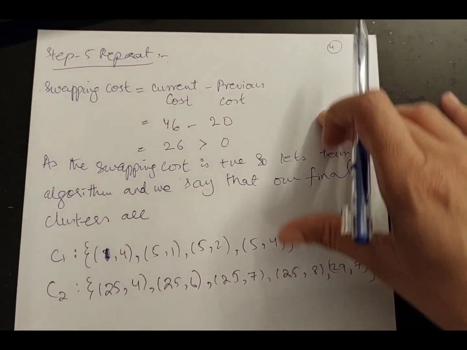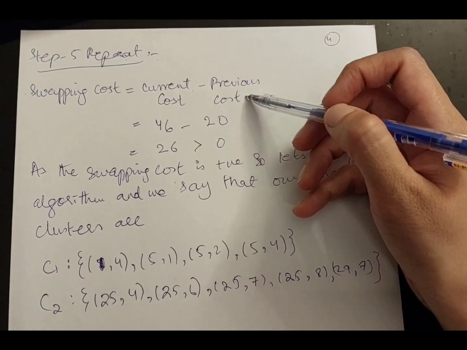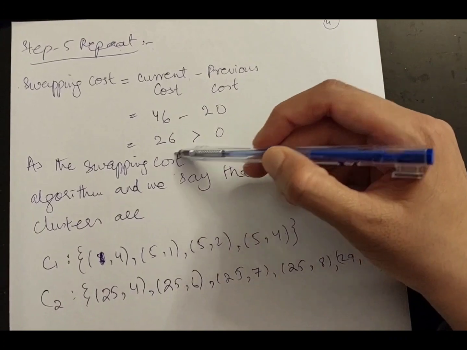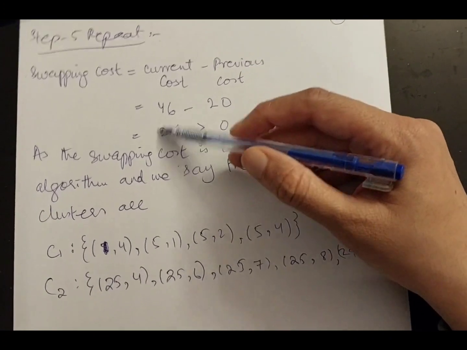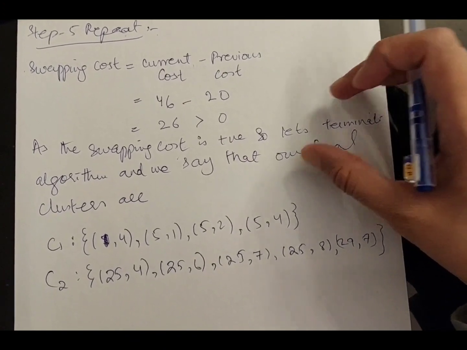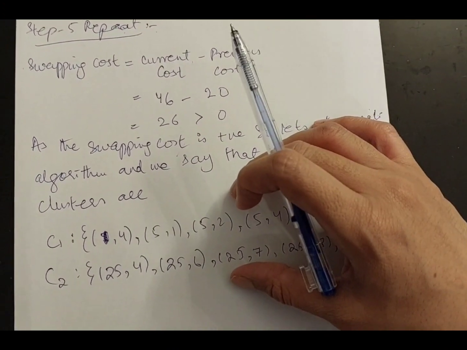So now again I find out the swapping cost. The current cost minus previous cost is 46 minus 20, which is 26, and it is larger than 0. So we previously said that if the swapping cost becomes positive, then we stop the algorithm and we say that these are our final clusters.